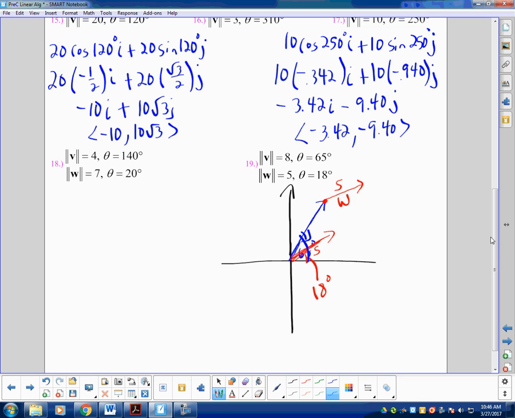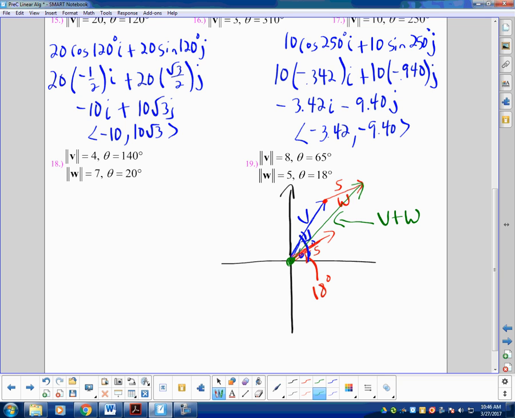And all I want you to do is draw just a rough sketch. The ultimate goal is to get the new vector v plus w and its magnitude. So my new vector v plus w, I'll draw it in green here, will go from here all the way to here. That is v plus w. So the question is, what is the magnitude of v plus w, and also what is the degree measure theta of v plus w? So a couple different ways you can do that.